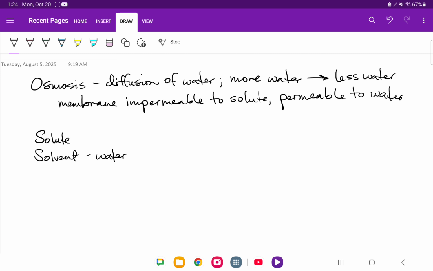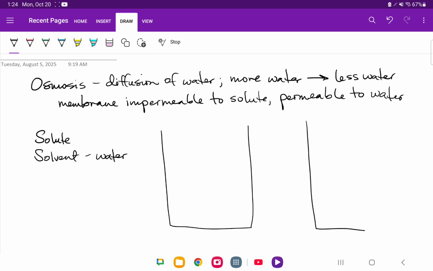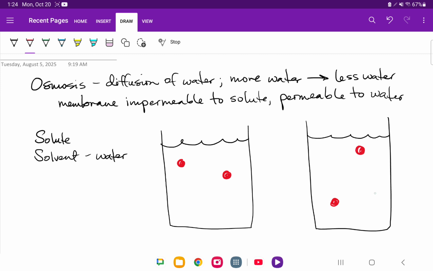So let's look at a couple of solutions. So we have a couple of solutions here. We're going to assume there's equal amounts of water, etc. And let's say that I am putting in some solutes. I'm going to put different amounts of solutes in each of these solutions. And I'm trying to make it fairly obvious where the higher concentration of solutes is.